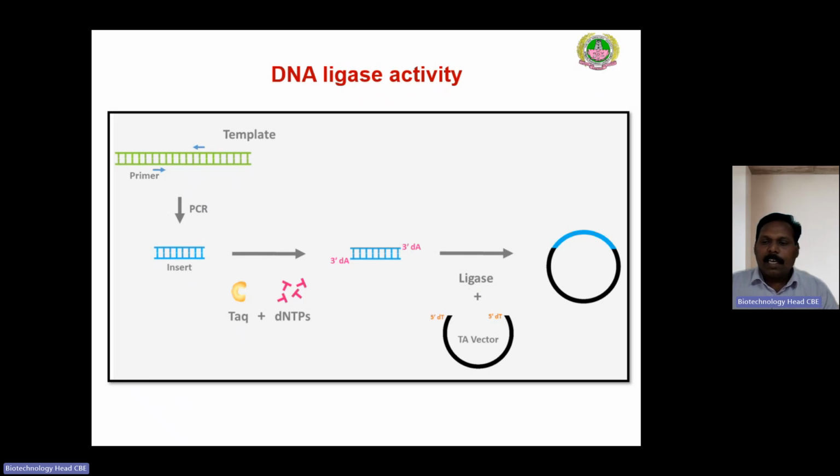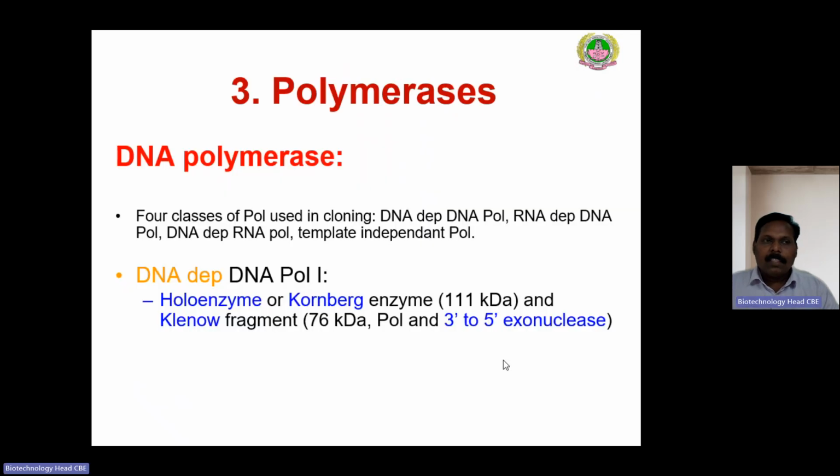By using ATP, they recombine to form a recombinant DNA. The third DNA manipulative enzyme is polymerases. And we have different types of polymerases. There are 4 classes being used in that.